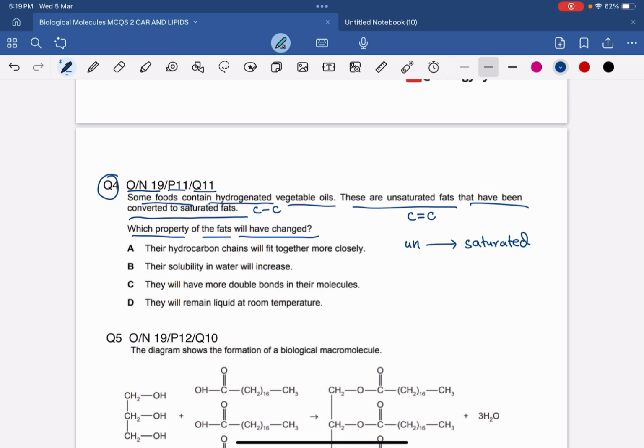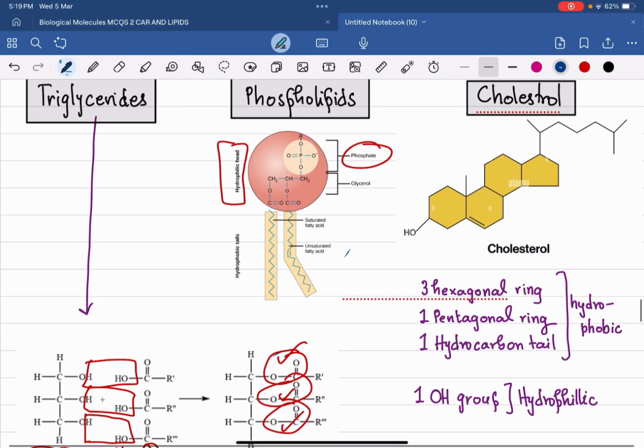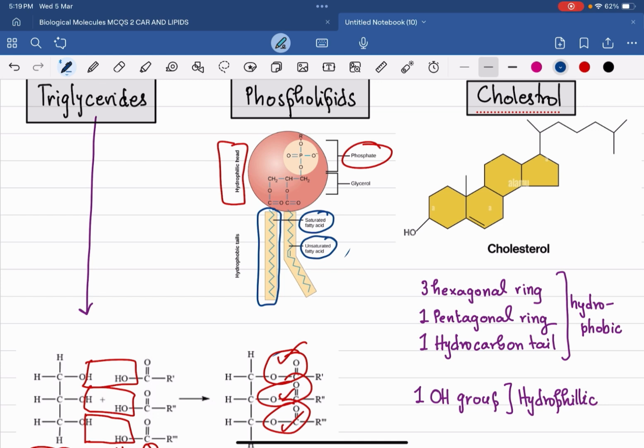For this, let me refer you to a diagram in the lecture as well. Here, if you see, this is a simple fatty acid chain, right? This is a straight fatty acid chain with no double bonds. This is a saturated fatty acid chain. Then this is an unsaturated fatty acid chain. Why? Because it has the carbon-carbon double bond.